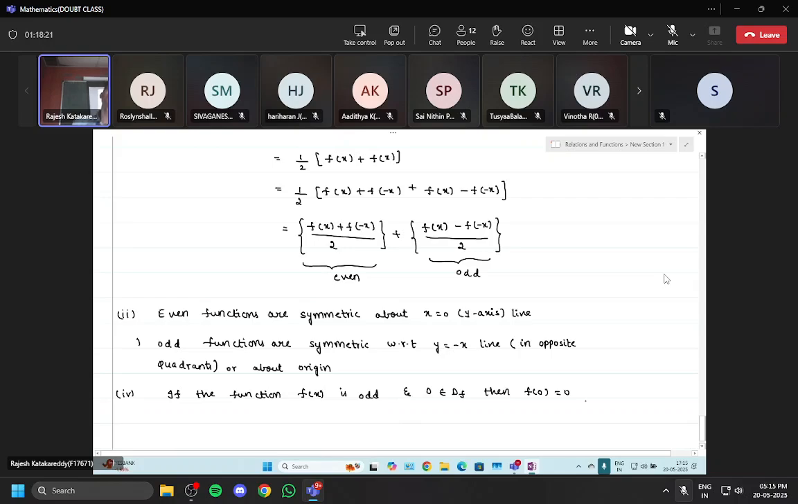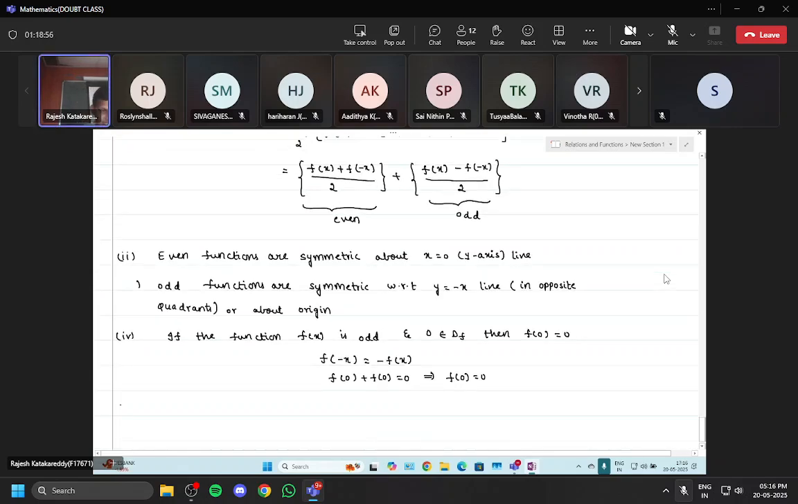If f of 0 is equal to 0, then the function may or may not be odd. Odd, we are talking about odd. Clear? Keep this one in your mind. We don't know whether 0 is there in the domain or not. We can see that f of minus x is equal to minus f of x. Put x equal to 0, you will get f of 0 plus f of 0 is 0. If the function is odd, then f of 0 should be 0. Clear?